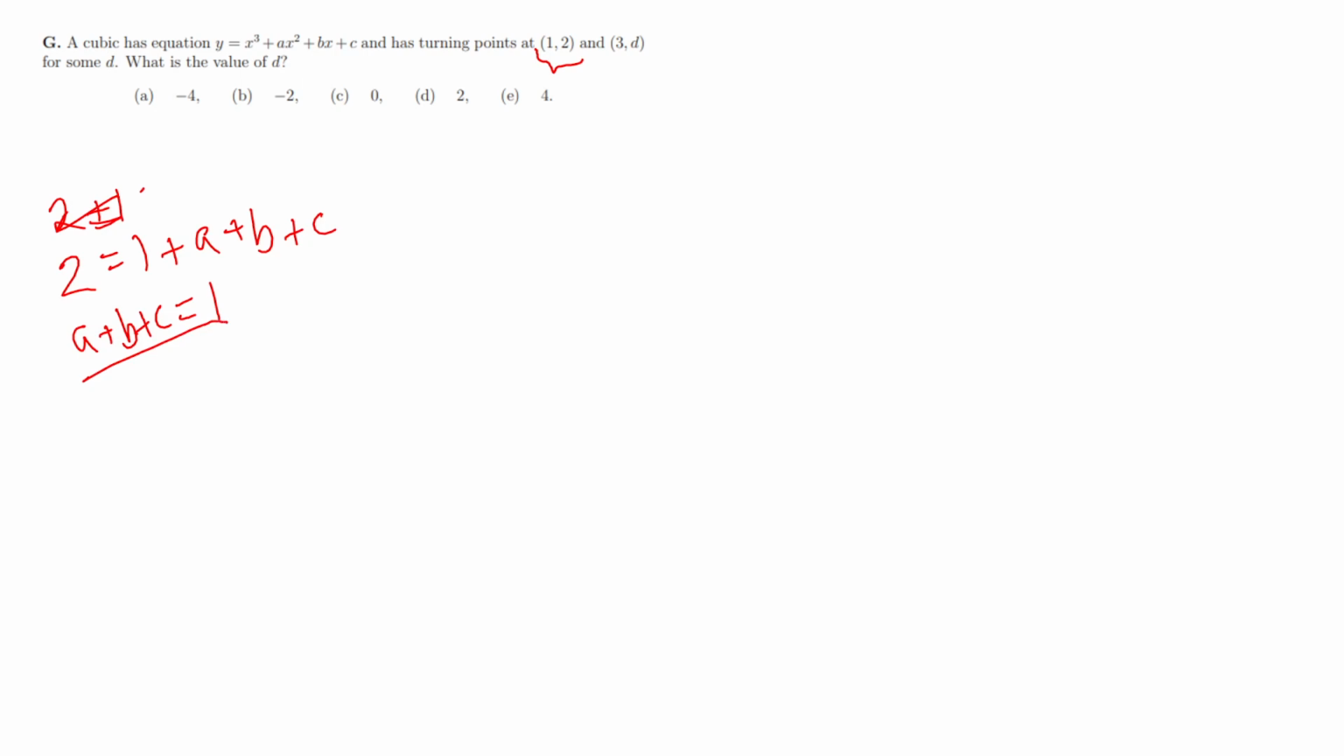Next thing we can do is plug in (3, d). So y is d, x is 3, so 3 cubed is 27, plus 9a plus 3b plus c. So now we have two nice equations, which we can refer back to when we know more things.